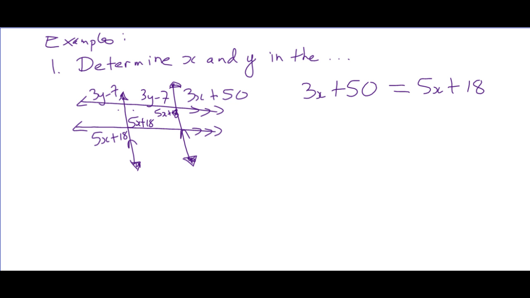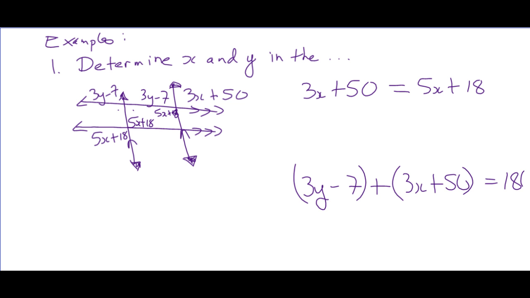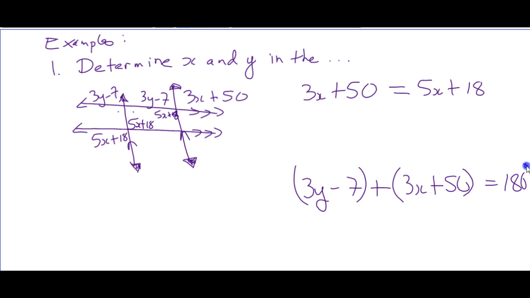3y minus 7 plus 3, I could do that down here. 3y minus 7 plus, actually no, I can put brackets around. I know that those two add to 180. I also know that I can't solve this because I have two unknowns. But once I solve this for x, I can put that in there, and then I can solve for y.